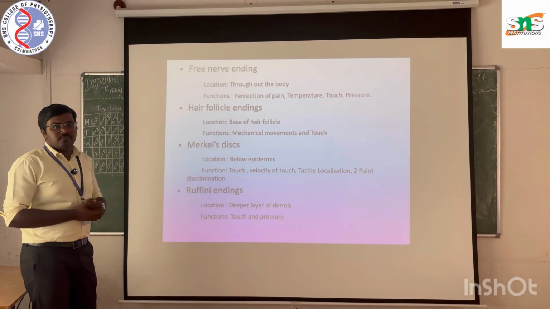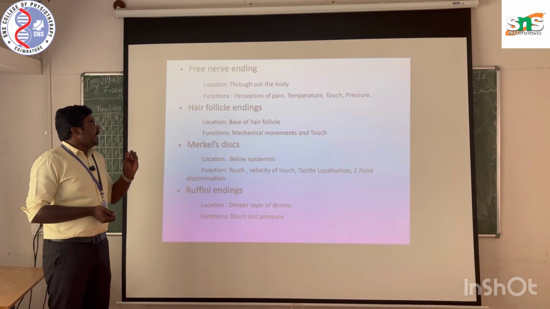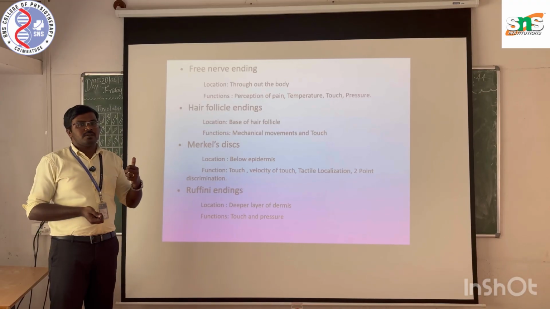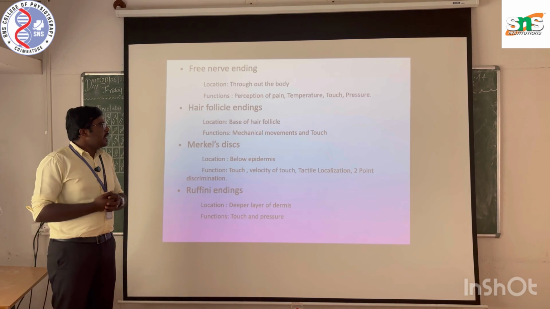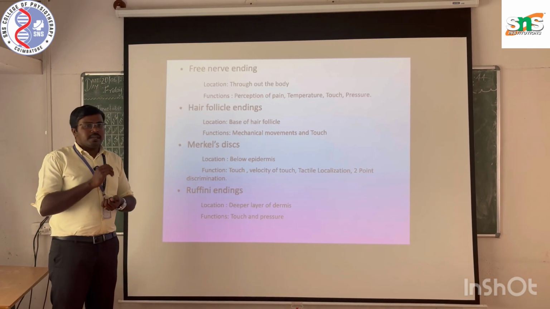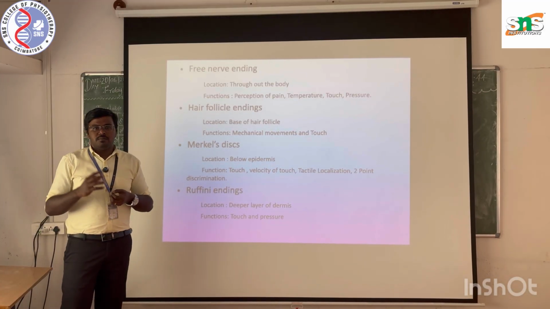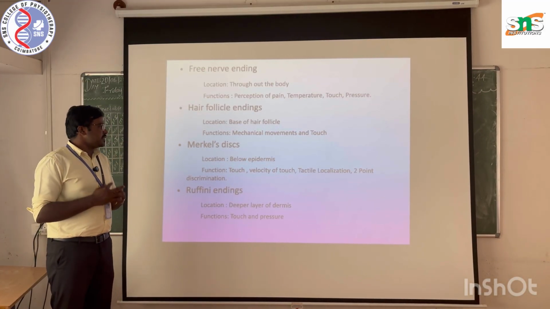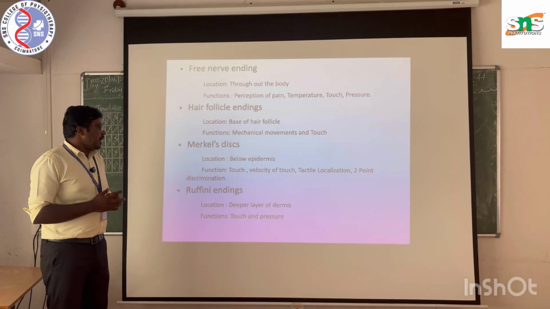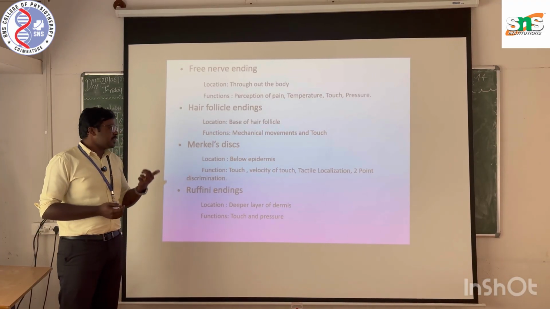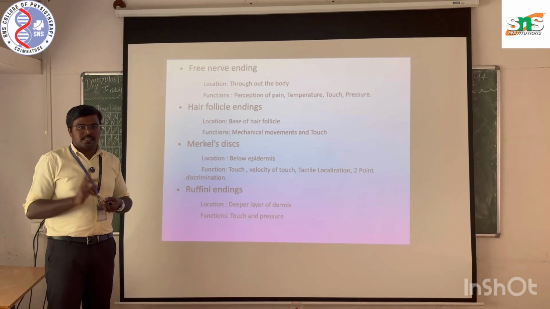First, the free nerve ending. It is located throughout the body and its function is perception of pain, temperature, touch and pressure. Next, hair follicle endings, located at the base of the hair follicles. Their main function is mechanical movements and touch. Next, Merkel's disc, located below the epidermis layer. Its function is touch, velocity of the touch, tactile localization and two-point discrimination.